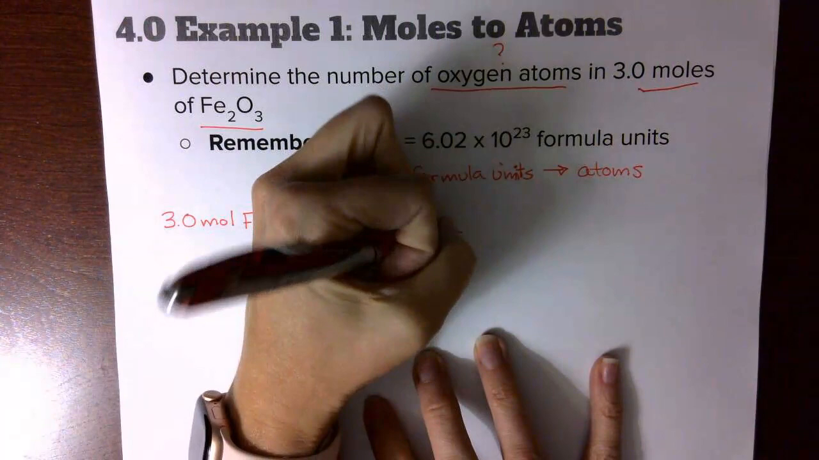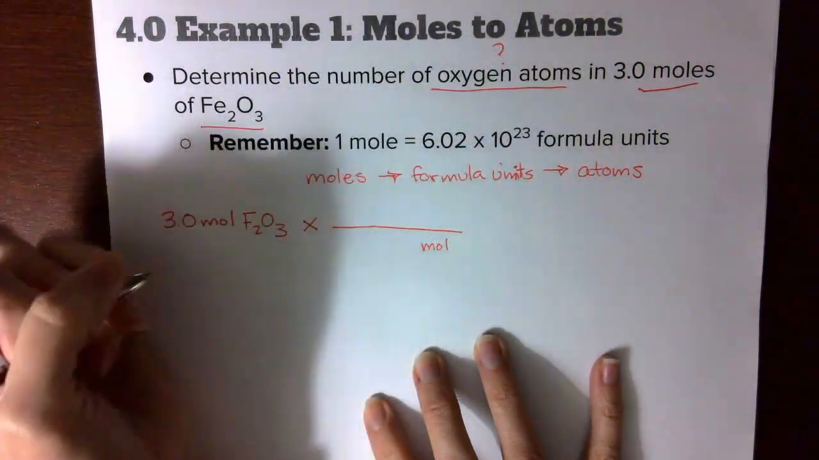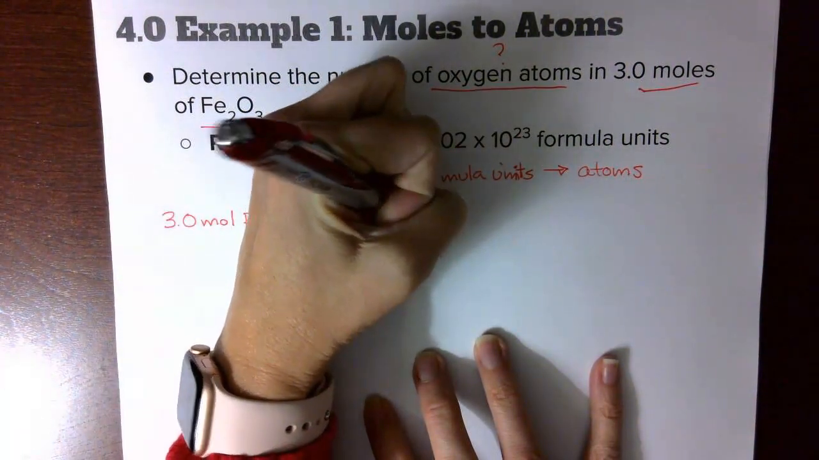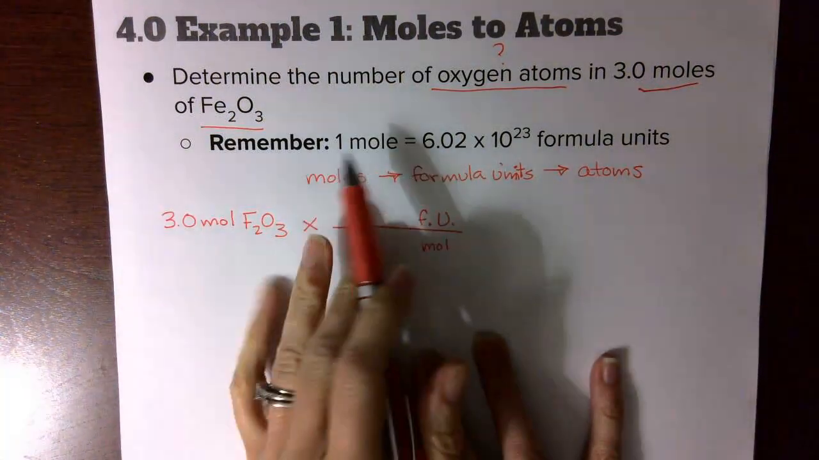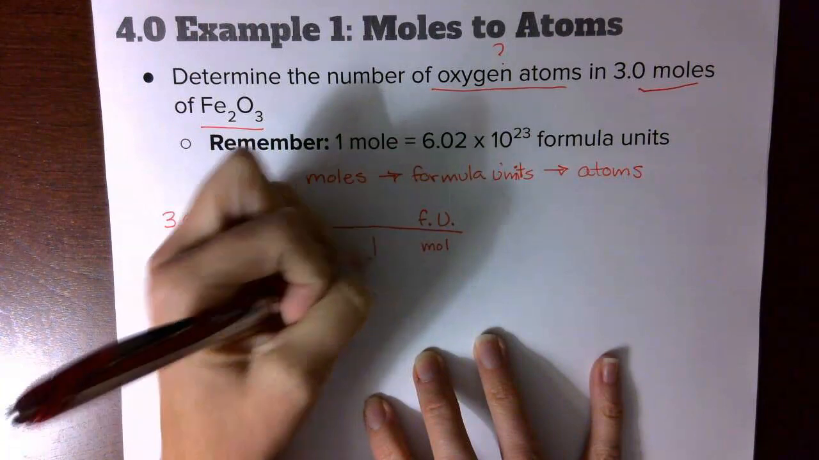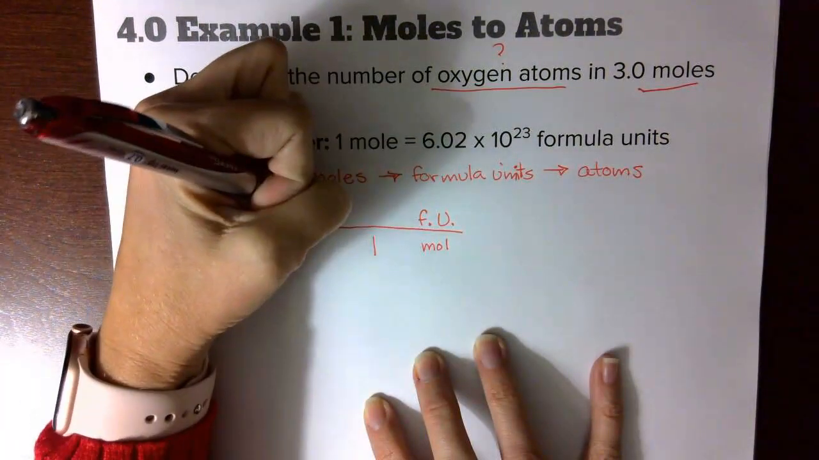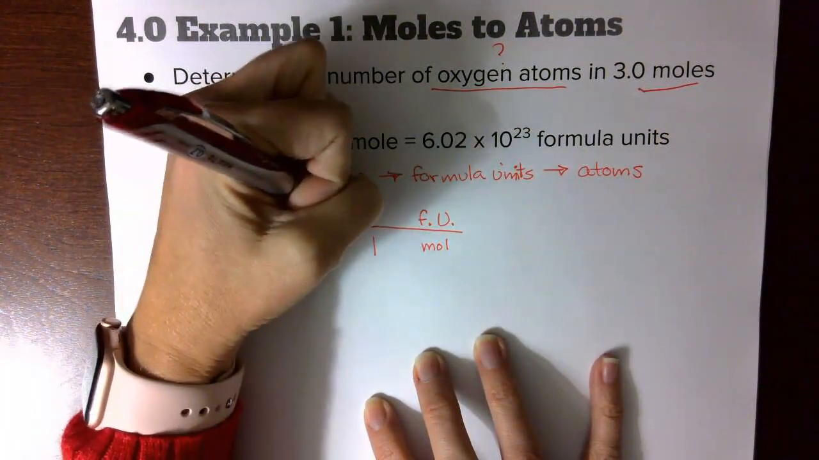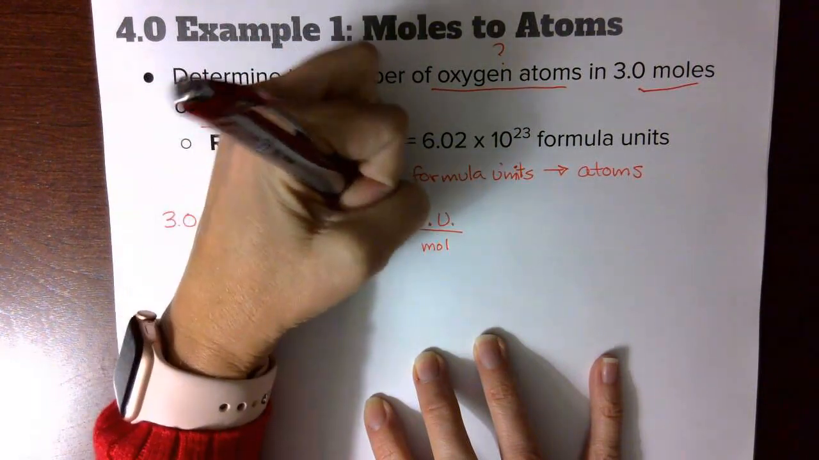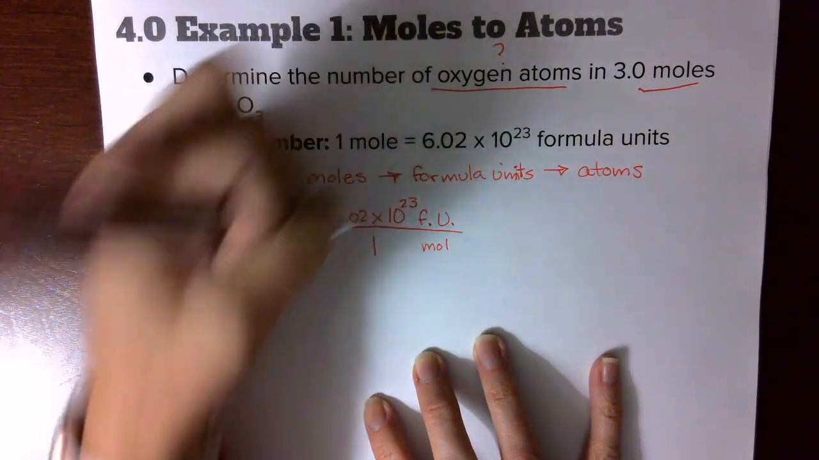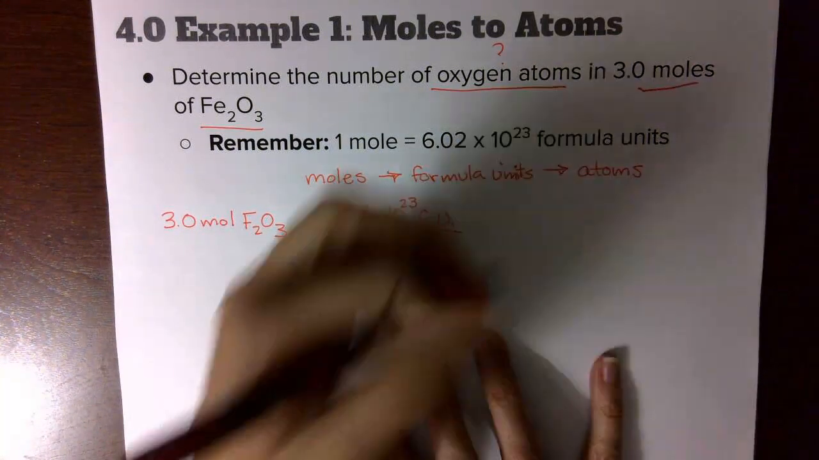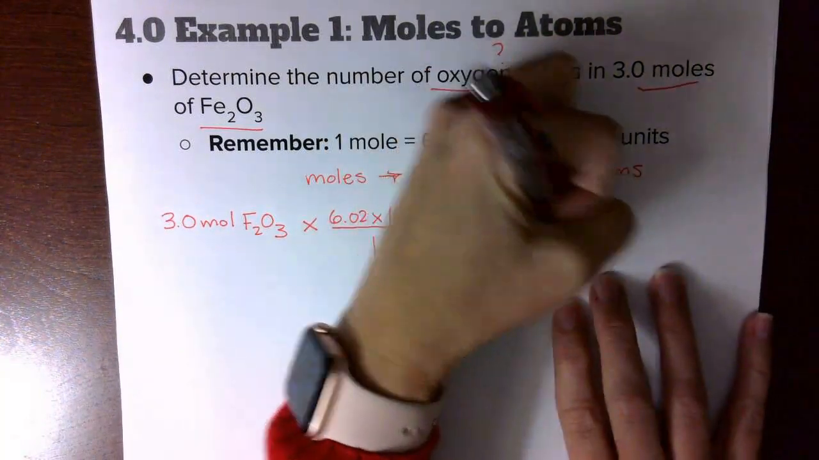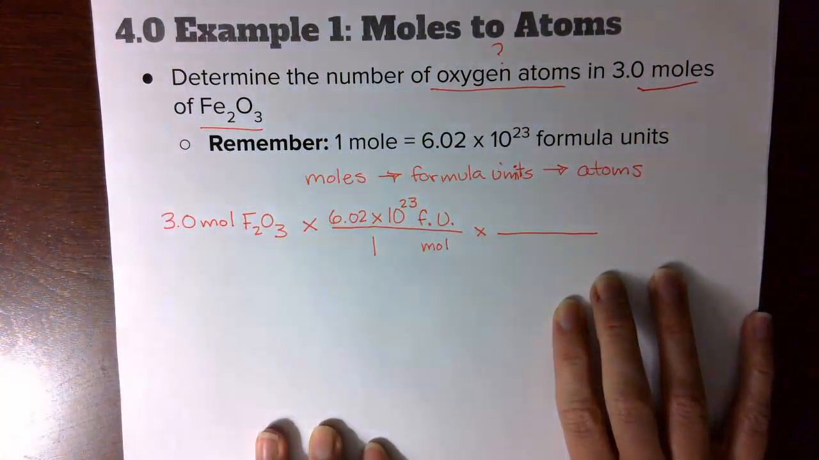So I want moles to go away, so I'm going to put moles on the bottom. And I'm going to try to get to formula units, which I'm going to put on top. And so what we're going to look at is that 1 mole is equal to 6.02 times 10 to the 23rd. So that's that Avogadro's number that we learned last unit. Okay, so that's going to get rid of our moles, but we're not fully done because we haven't gotten to atoms. So we're going to do times and a line again to do our last step.